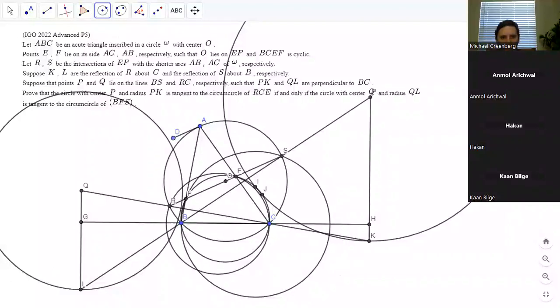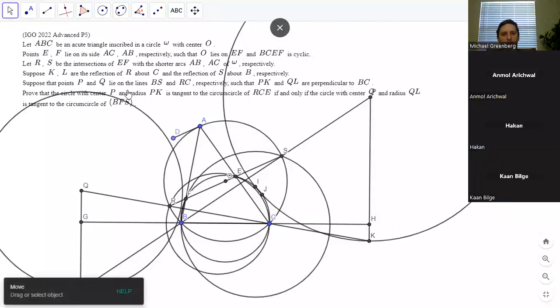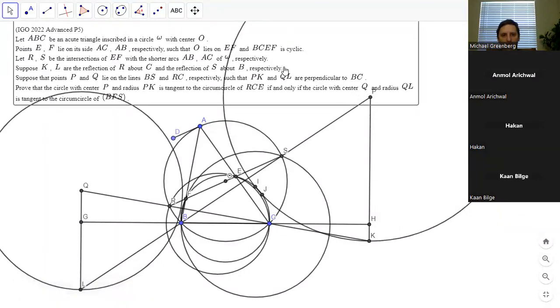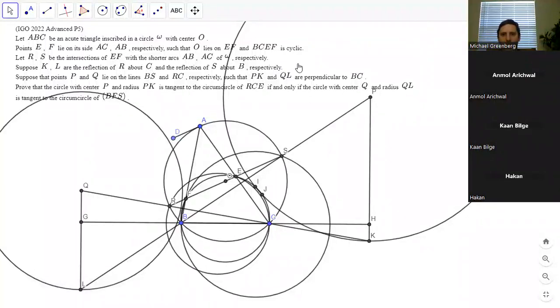And then P and Q lie on BS and RC, such that PK and QL are perpendicular to BC. That's true. Yeah, it almost looks like the problem's not true, doesn't it? So yeah, but this one just looks so hard.